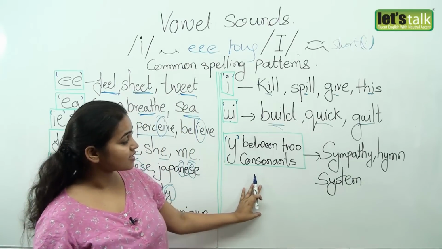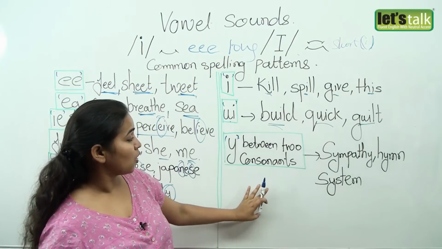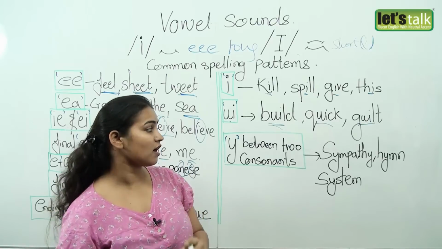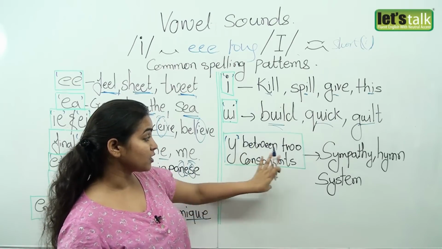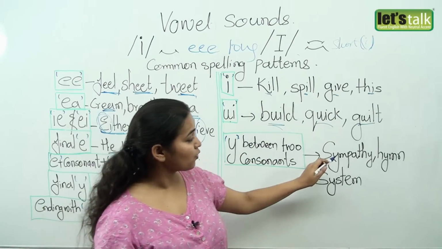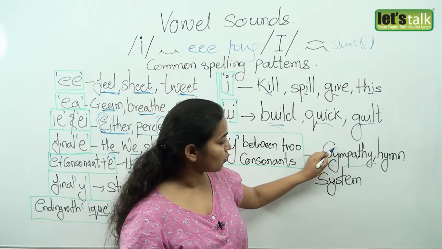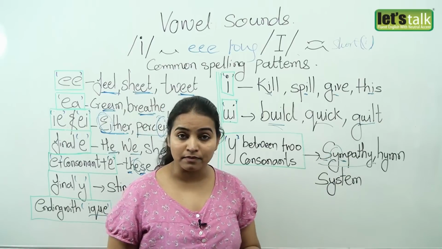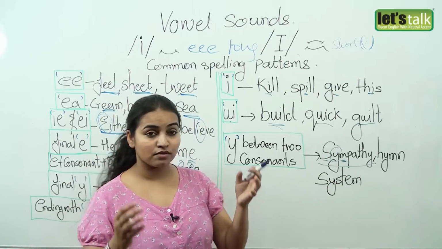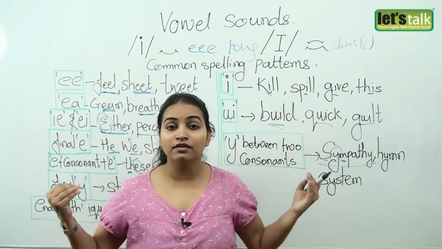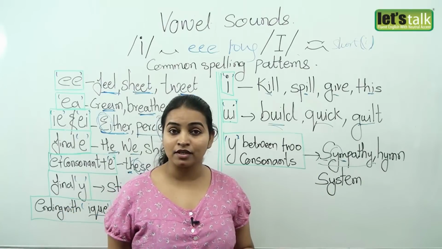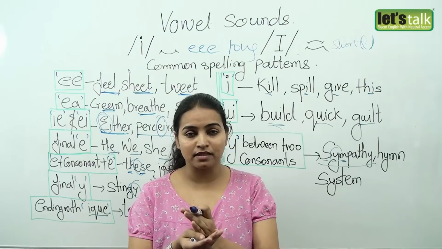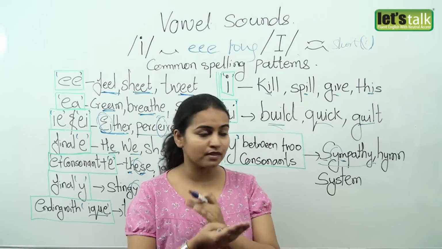And moving on to the last set of words with the short I sound, which is the Y between two consonants. Okay, so you have sympathy with a Y between two consonants, S and M. So Y has S and M on either side. So it is sympathy. It's a short eh, sympathy.